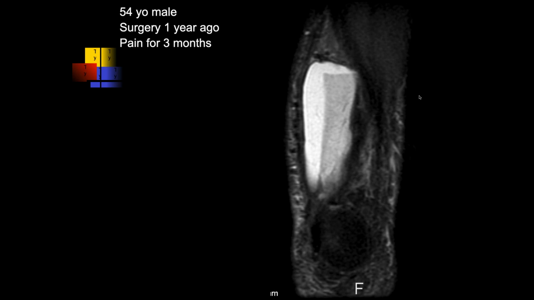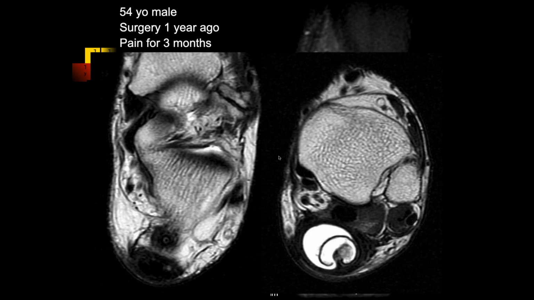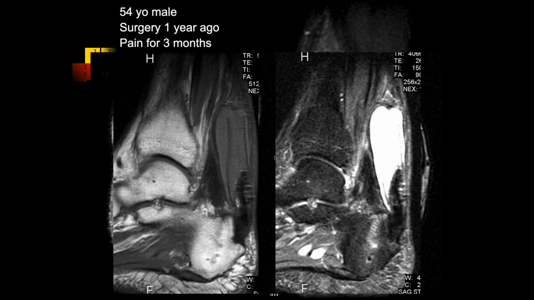All right, 54-year-old with surgery 1 year ago and pain for 3 months. So I believe this is a coronal through the Achilles, and there's a fluid collection along the distal Achilles. And here it looks like there's a tear along the mid aspect of the Achilles with surrounding fluid. I'd be concerned about chronic infection if they have it.